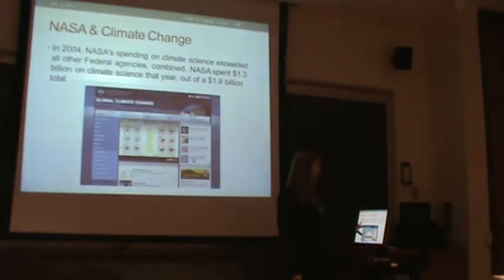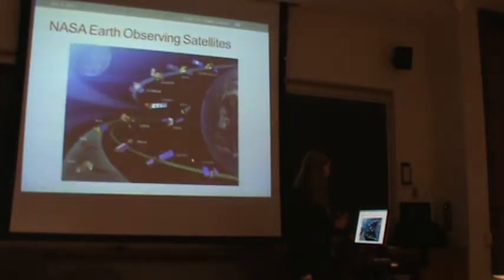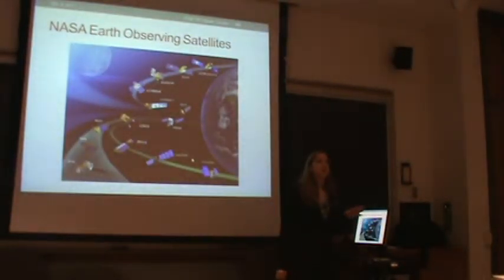And NASA, I put a little picture on it, but NASA actually has a wonderful page on climate science. So if you're looking to learn more or get some good images or some good videos or any of that, it's climate.nasa.gov. This image just shows you some of the Earth-observing satellites that NASA has right now. So this is what's in space.